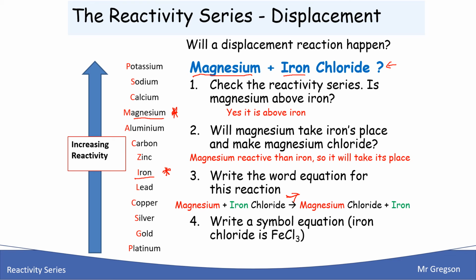Now write a symbol equation. So iron chloride is FeCl3, so Fe and Cl3 for the chloride. And remember how we wrote that out in the last slide. It should look like Mg plus FeCl3 goes to magnesium chloride plus iron. And they've balanced that out for us. So that's the kind of thing we're going to expect you to get to.